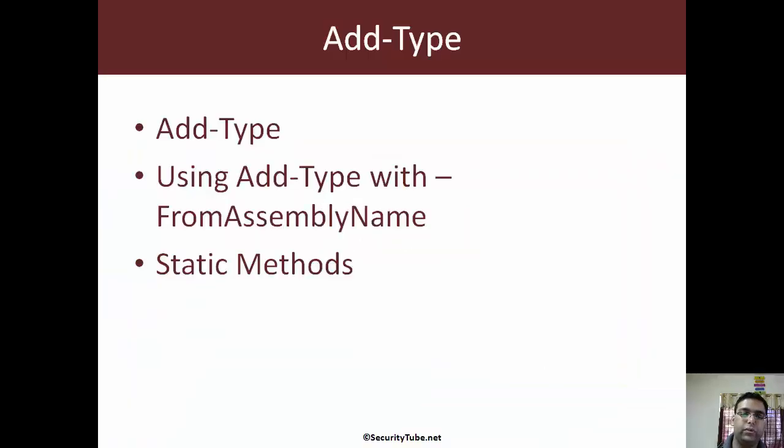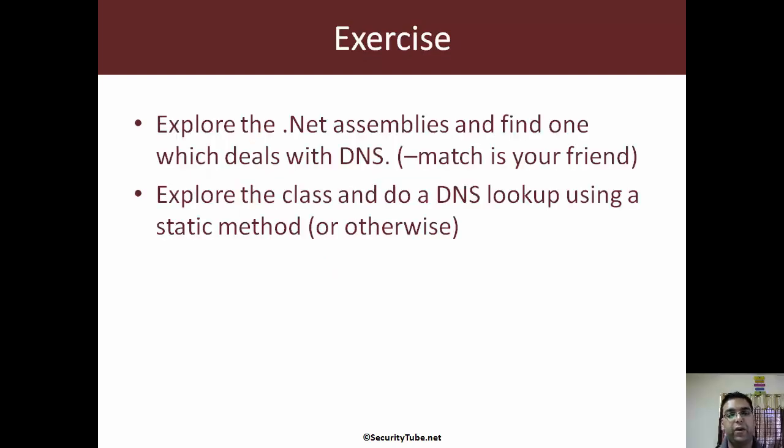So this way Add-Type could be used to extend the functionality of PowerShell. Now as an exercise, explore the .NET assemblies and find the one which deals with DNS. We saw this in the previous video. And after exploring that class, do a DNS lookup using a static method, which we saw in this video.